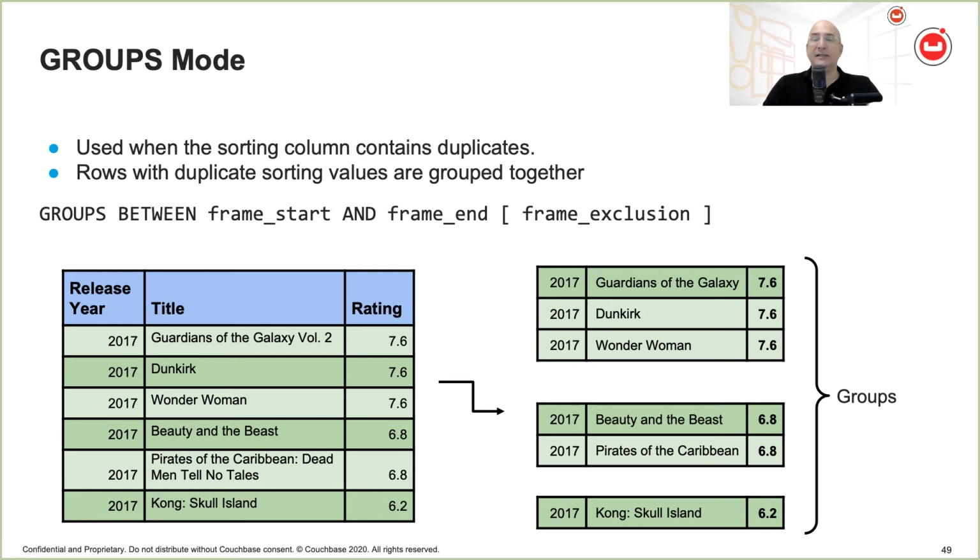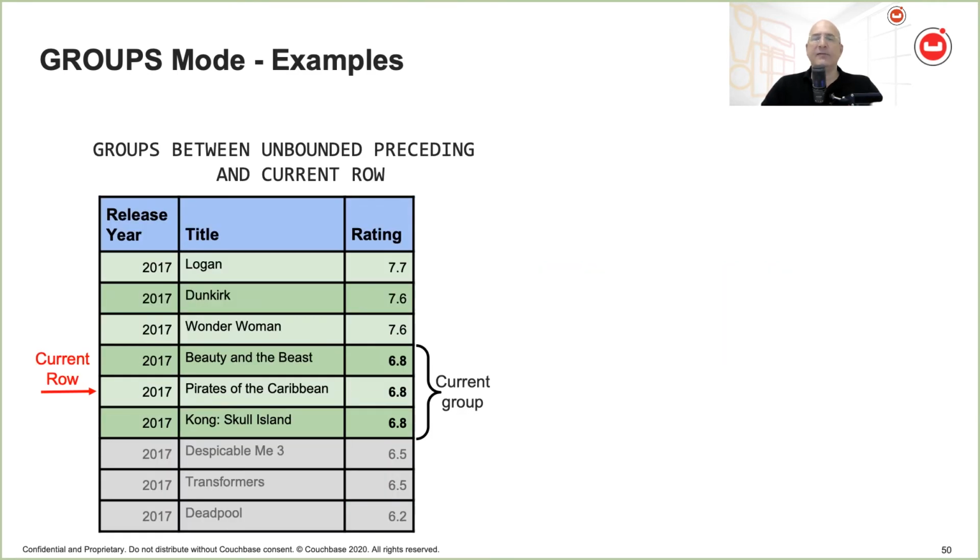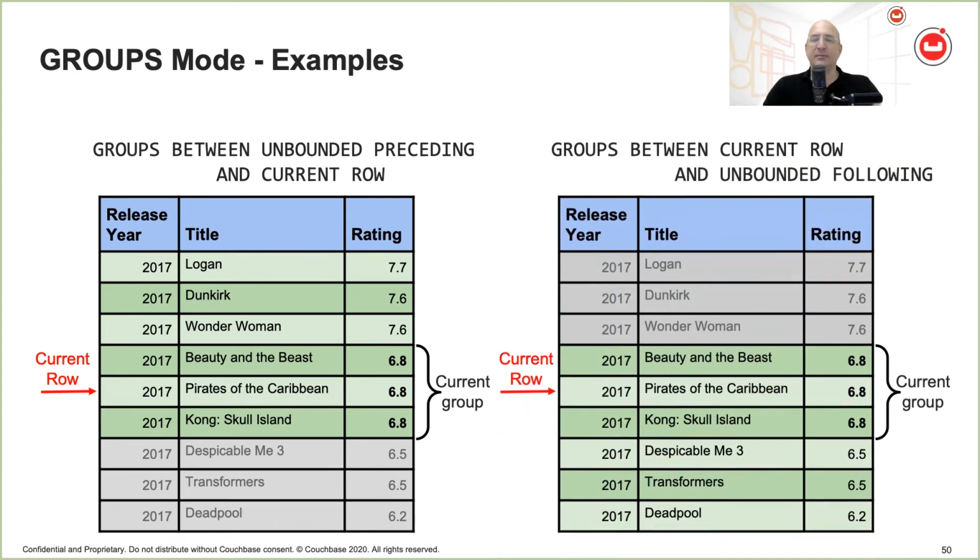So now let's see some examples. If the frame is set to groups between unbounded preceding and current row, and the current row is the row marked in red, then the frame includes all the preceding rows, including the current row, and the row after it. Why? Because the current row is in fact the current group, and it includes all the rows of that particular group. Let's look at another example. Now the frame is set to groups between current row and unbounded following.